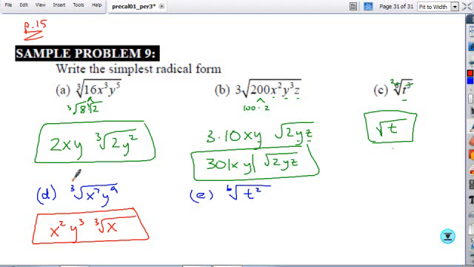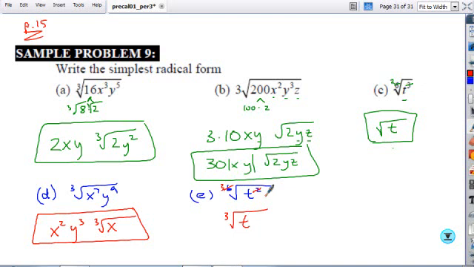Okay, what about example E? It's pretty similar to C. The difference is we have an index of 6 and a power of 2, so we can still reduce it. What common factor goes into both of those? 2 goes into 2 once, 2 goes into 6 3 times. So we're looking at the cube root of t as our simplified form.